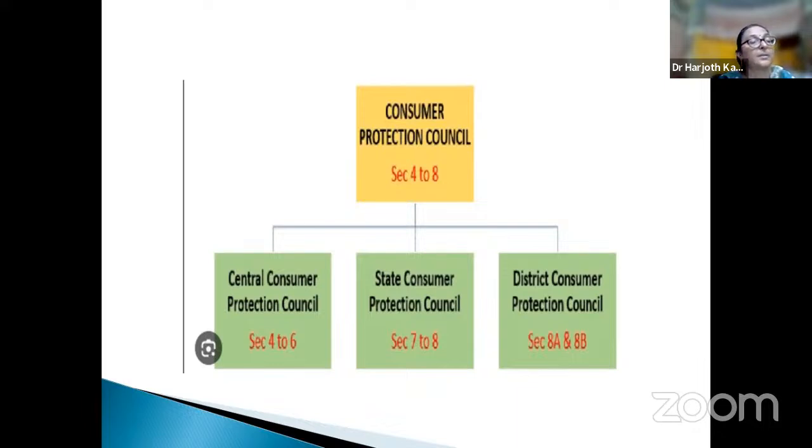Before that, we should know the Consumer Protection Act's jurisdiction and objectives before we proceed with these protection councils. See, the objectives are very clear. Yeah, we have these protection councils. Number one is the Central Consumer Protection Council, sections 4 to 6 deal with this, and the State Consumer Protection Council, sections 7 to 8, and the District Consumer Protection Council, section 8A and section 8B.